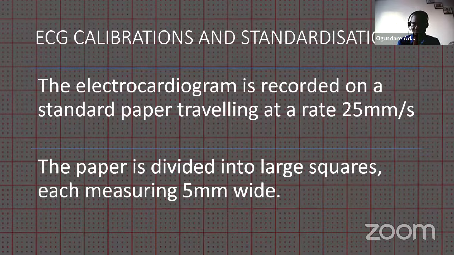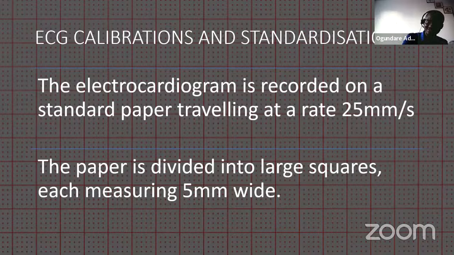So if you split a large box into 5 smaller boxes, and a large box is 5 millimeter, then one small box will be 1 mm each. Write that down and don't forget it. One small box is 1 millimeter.